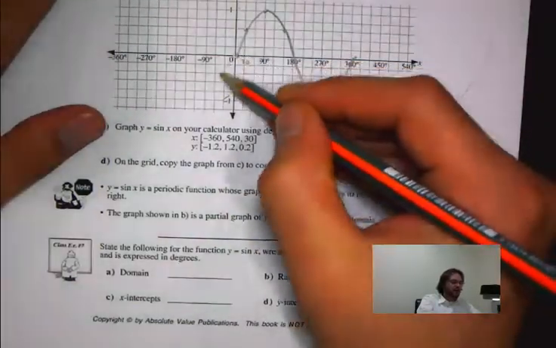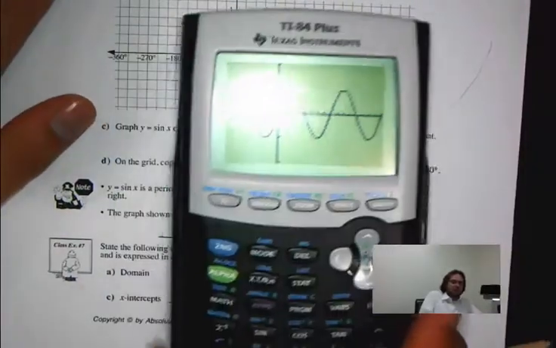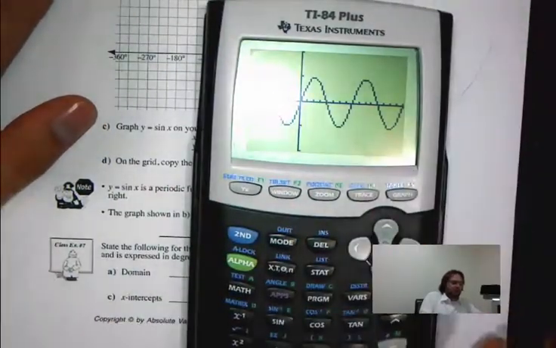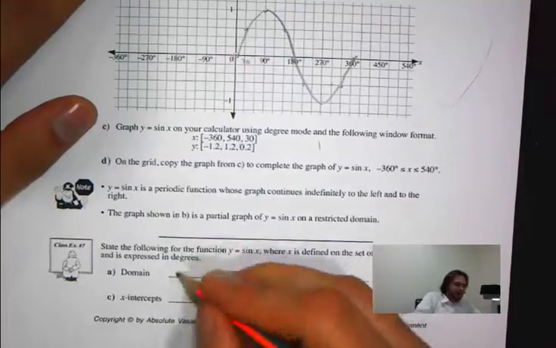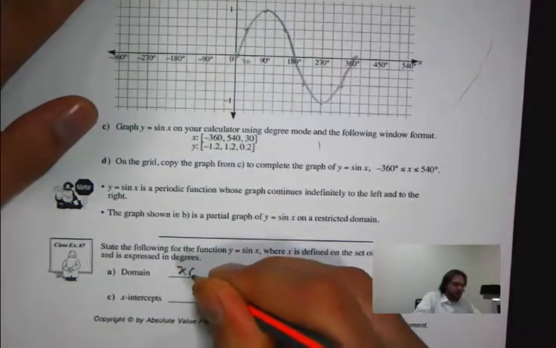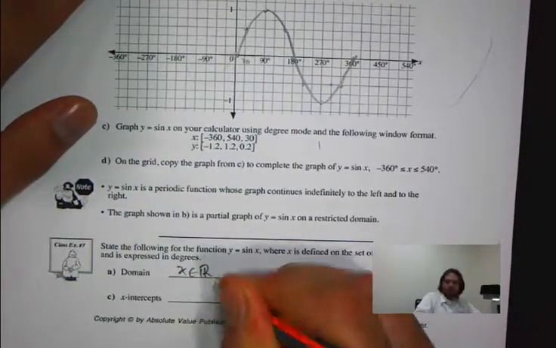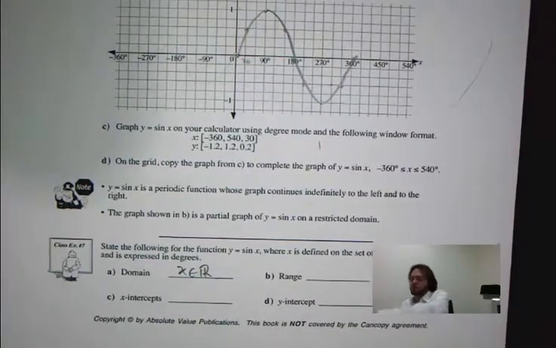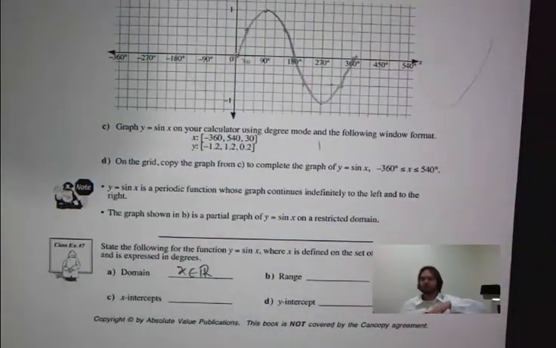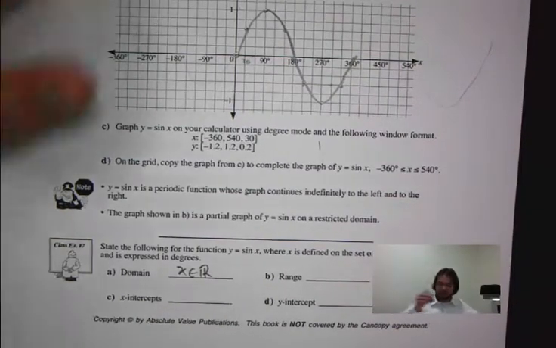If I look at this, this graph goes forever this way and forever that way. So my domain is x is an element of all real numbers. Okay? So we get x is an element of all real numbers. So now it wants to know, what is my range?